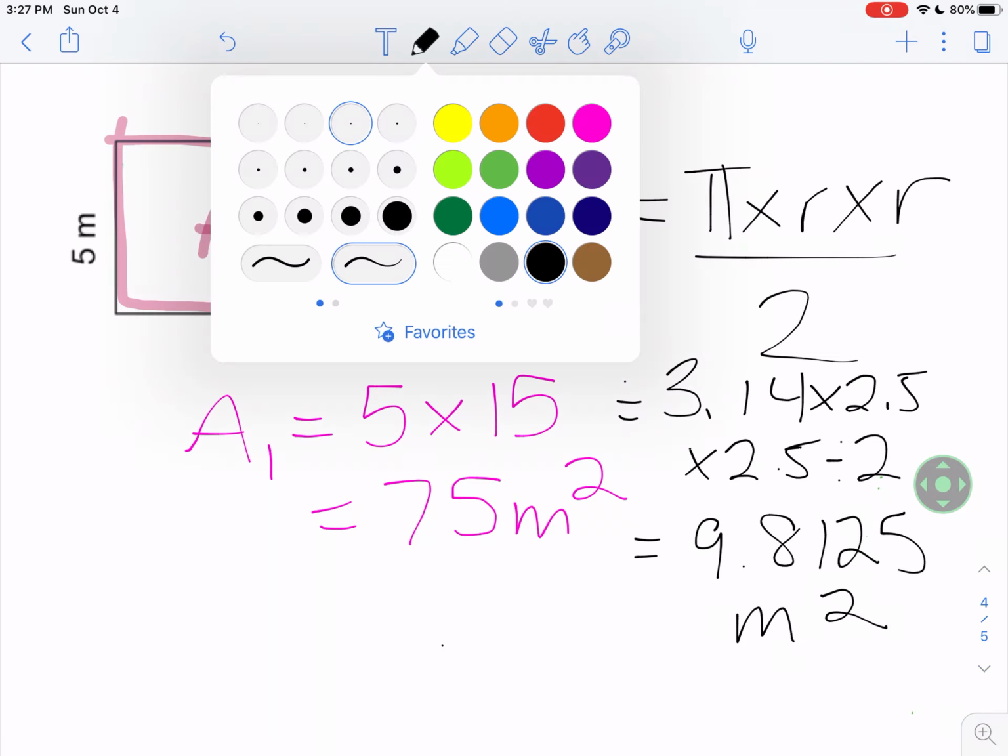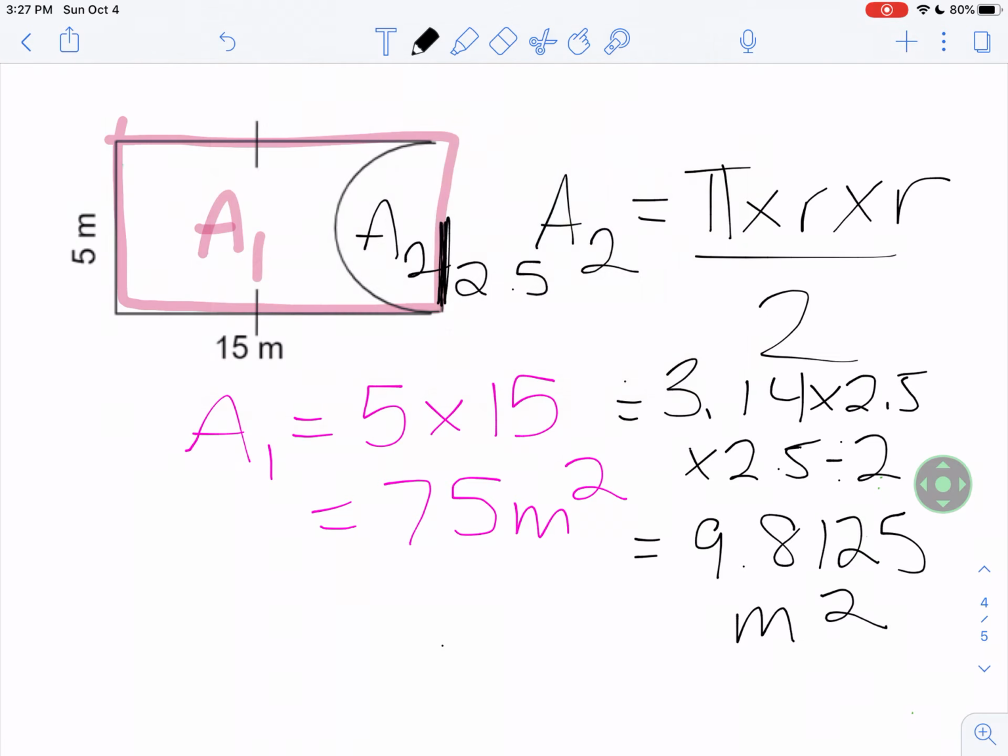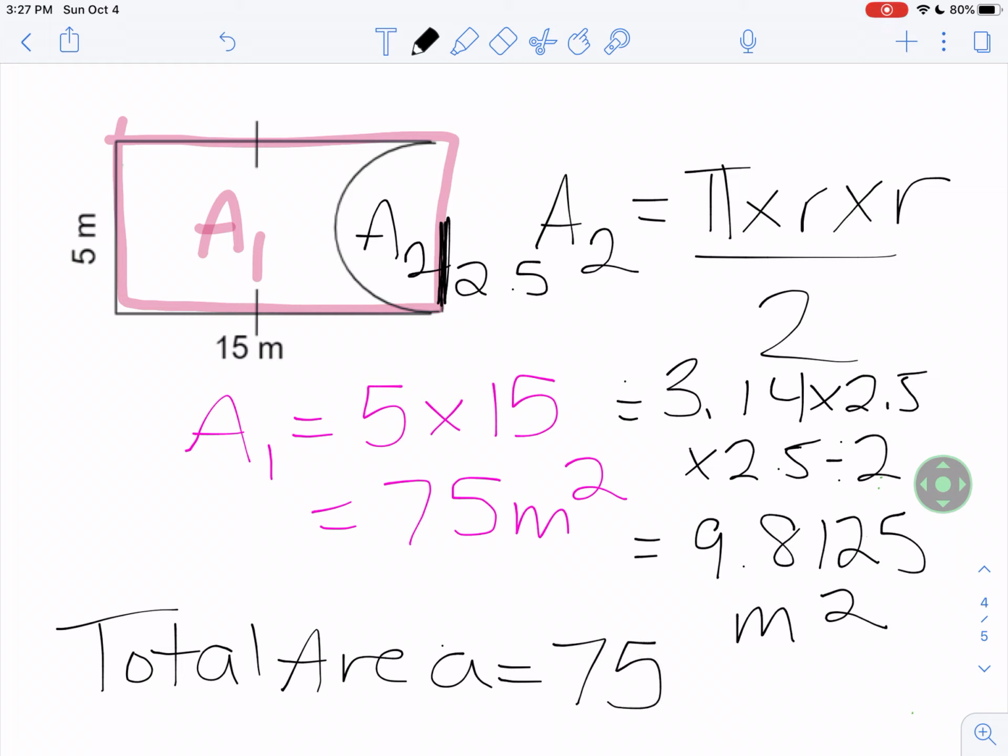So now we're going to find my total area with subtraction. We're going to take the big rectangle, which has an area of 75 meters squared, and subtract the half circle, which has an area of 9.8125. So we should end up with approximately, well, 75 minus 10 would be about 65. So let's use our calculator to help with that one.